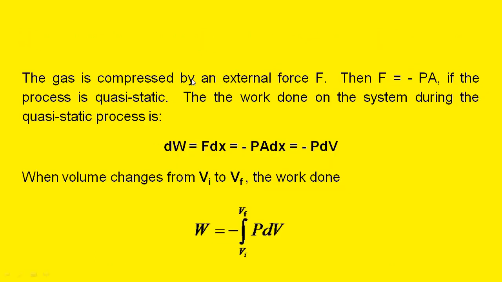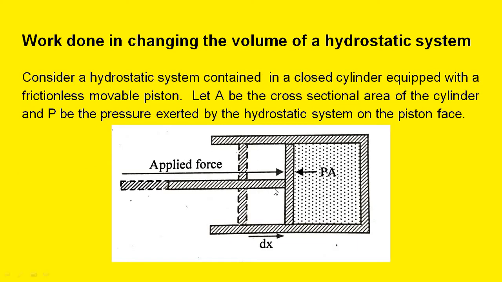So the gas is compressed by an external force F. Then F equals minus PA. This applied force will be equal and opposite to PA. And by the application of the force, you can see that initially the piston is here. It has moved through a distance dx.